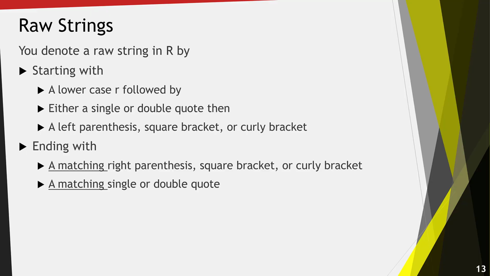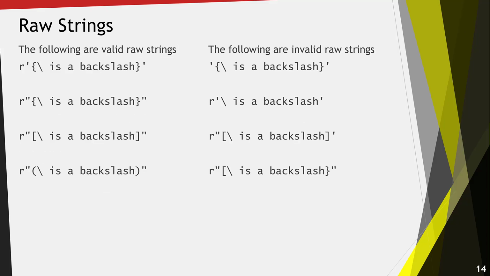So how do you denote a raw string? They start with a lowercase r, followed by either a single or a double quote, and then a left parenthesis, a square bracket, or a curly bracket. You can use any of those 3. You then end the raw string with a matching right parenthesis, square bracket, or curly bracket, and a matching single or double quote. I have some examples of valid and invalid raw strings here.